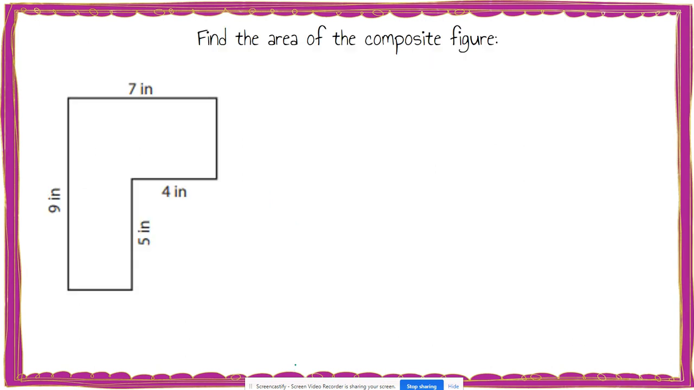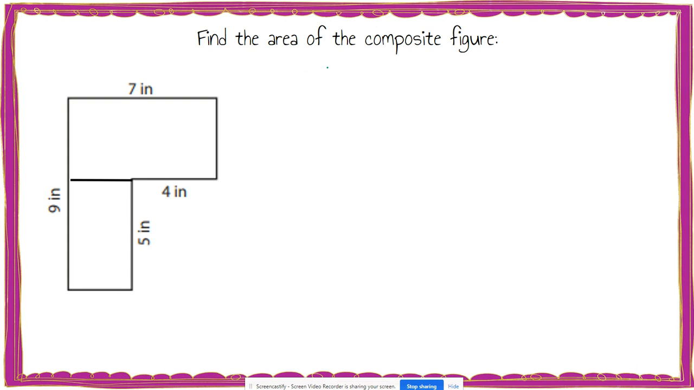When you look at this shape on your screen, it looks like a strange figure, but this is a composite figure. I noticed that I could break this shape into two smaller shapes by placing a line right here. When I do that, I see that I've broken this into two rectangles, a rectangle down here and a rectangle up here. Now, all I have to do next is find the area of each of these rectangles.